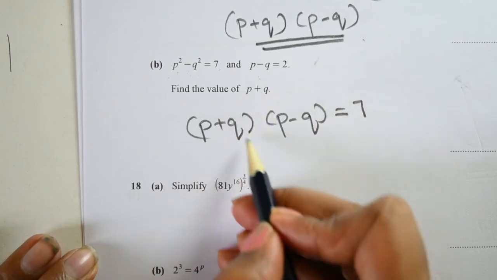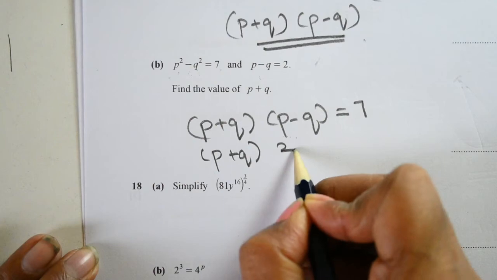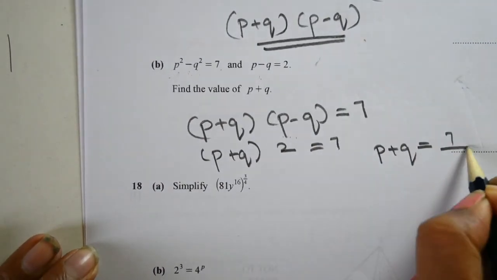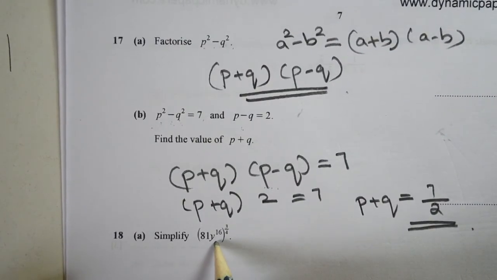So p minus q is given, just substitute over here. So p plus q into 2 is equal to 7. So p plus q is equal to 7 by 2. Over. Next, simplify 81y power 16, the whole power 3 by 4.